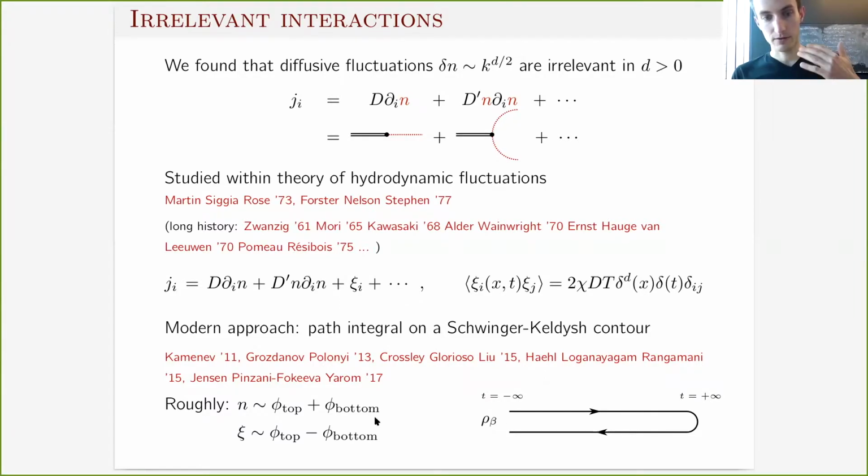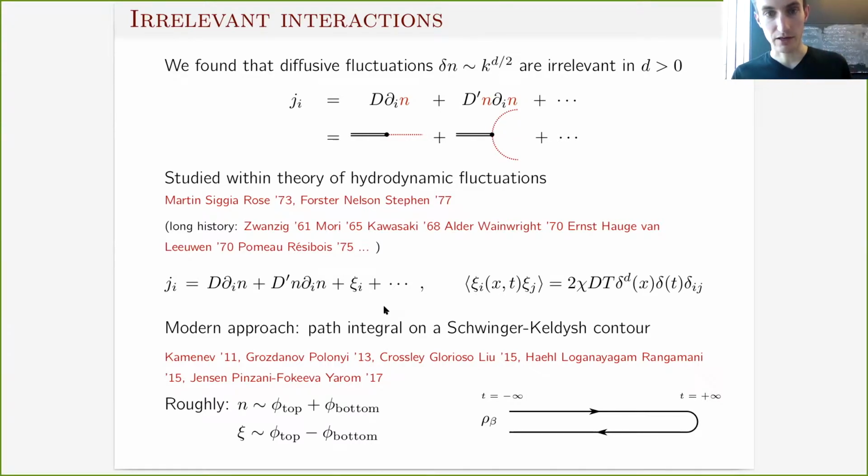And how this maps back to the older framework is that basically the average of these fields corresponds to the hydrodynamic densities, and their difference maps to the noise fields. So I won't really need this formalism. I just want you to keep in mind that it does exist.